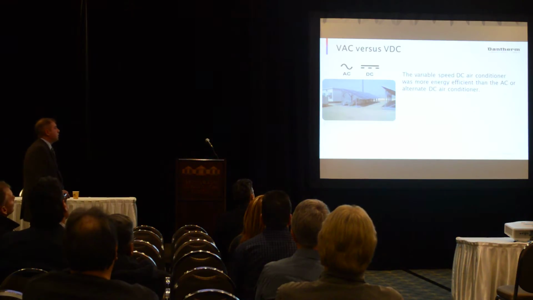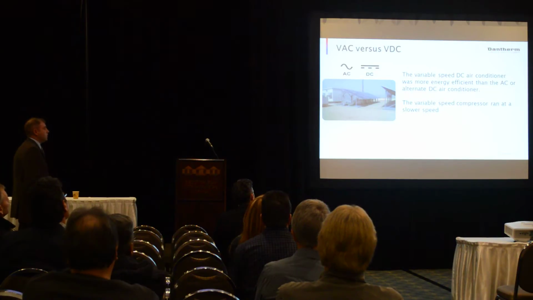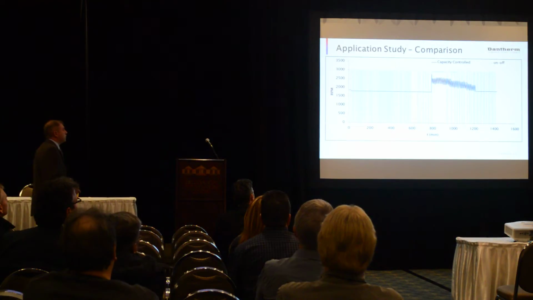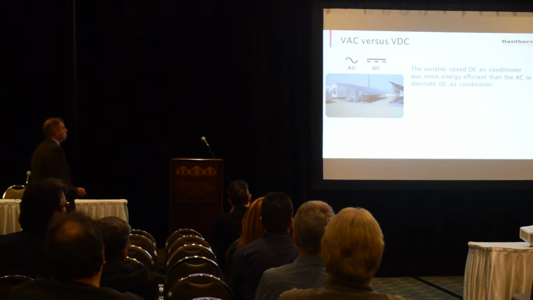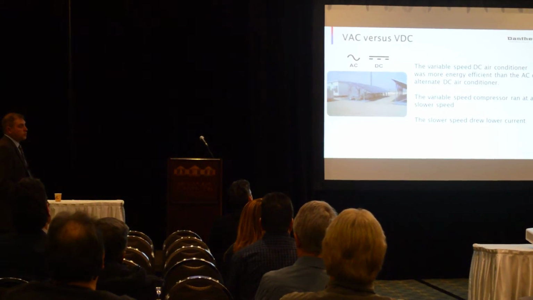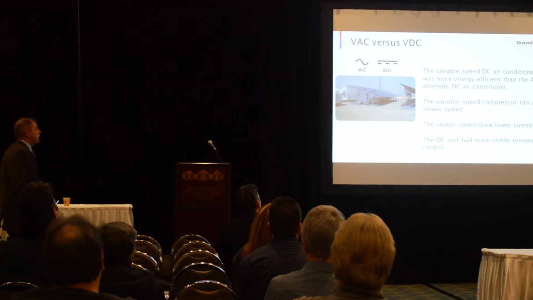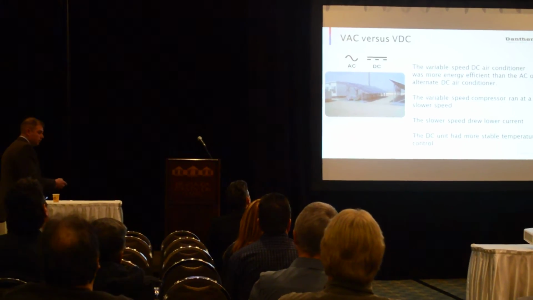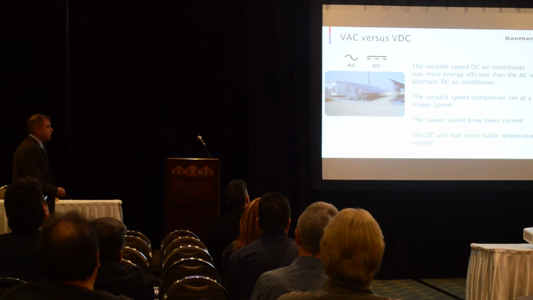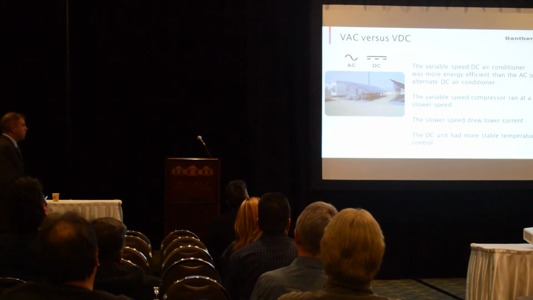So, based on this study, the variable speed DC air conditioner was more efficient than both the AC voltage and the on-off DC. The compressor ran at a slower speed, which we averaged overall. Obviously, from the slower speed, you're going to get less current draw, and it has a lot more stable temperature control, which we showed in the graph with that nice tight line, instead of having that hard surge and the temperature differential from 7 to 8 C all the way to 25 to 26.